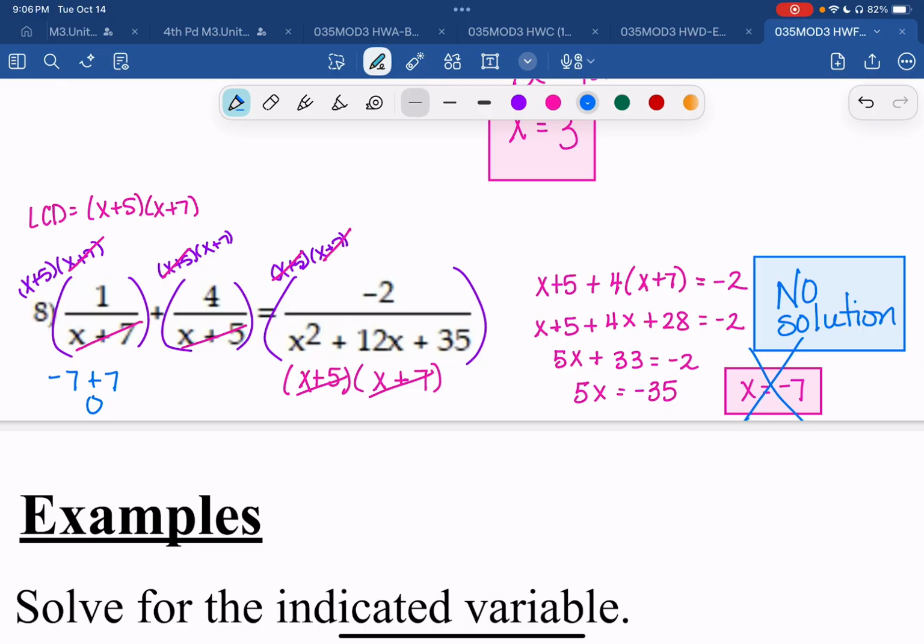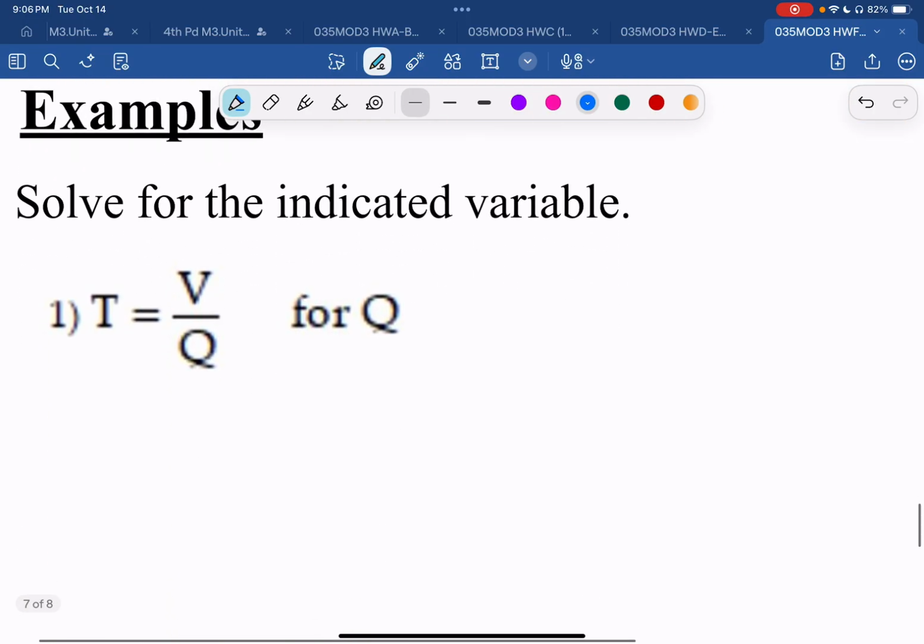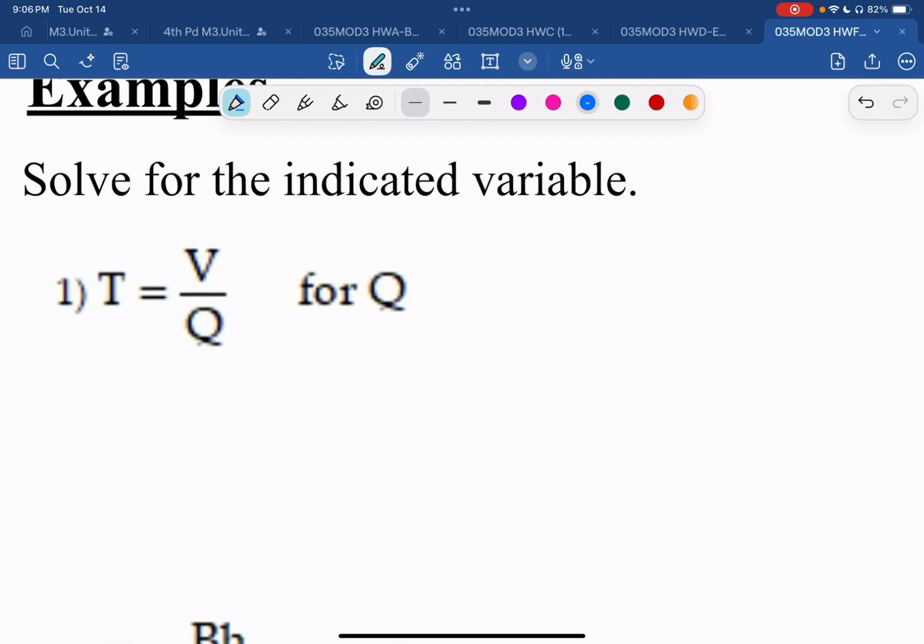All right, so one more thing in this video we're going to cover, and that is if you're asked to solve for an indicated variable. So here we don't have any numbers, right? We just have some variables. And what we're going to do is solve for a specific variable. So here we're trying to solve for Q. That means that we need to get this by itself. So what we're going to do is move it around until it's by itself.